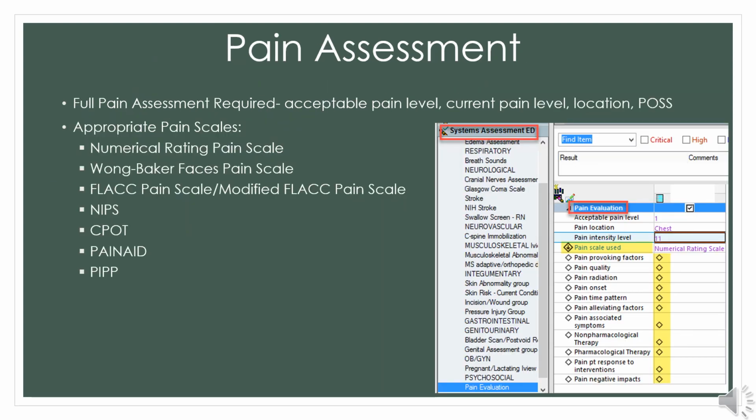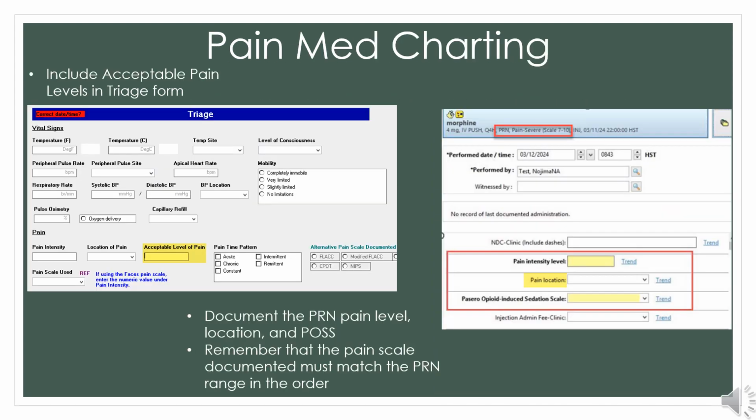If your patient has any pain, a full pain evaluation assessment must be charted. This assessment can be found under Systems Assessment ED band. When documenting the assessment, be sure to include the patient's acceptable pain level, location, and pain scale, along with the other associated descriptions. The acceptable level of pain is frequently missed in the triage form.